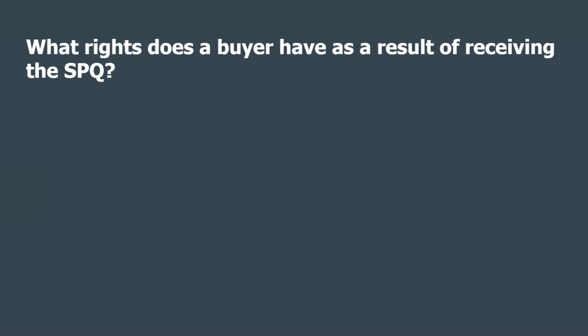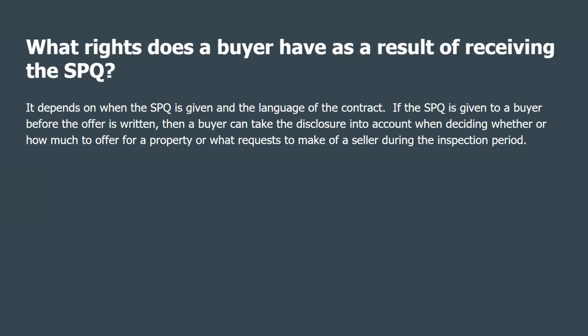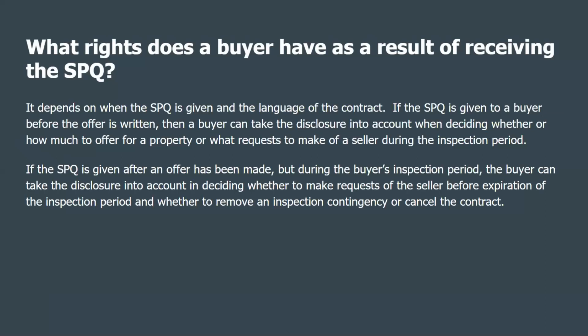What rights does a buyer have as a result of receiving the SPQ? Depends on when the SPQ is given and the language of the contract. If the SPQ is given to a buyer before the offer is written, then a buyer can take the disclosure into account when deciding whether or how much to offer on a property or what requests to make of a seller during the inspection period. If the SPQ is given after the offer is made, but during the buyer's inspection period, the buyer can take the disclosure into account in deciding whether to make requests of the seller before expiration of the inspection period and whether to remove an inspection contingency or cancel the contract.